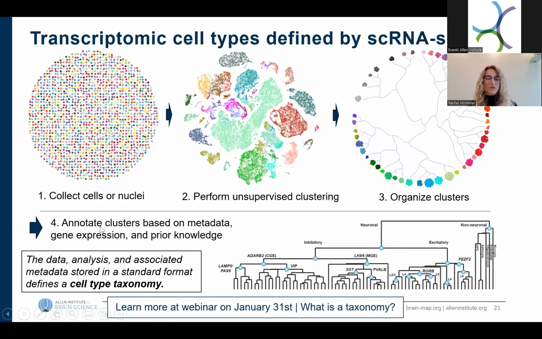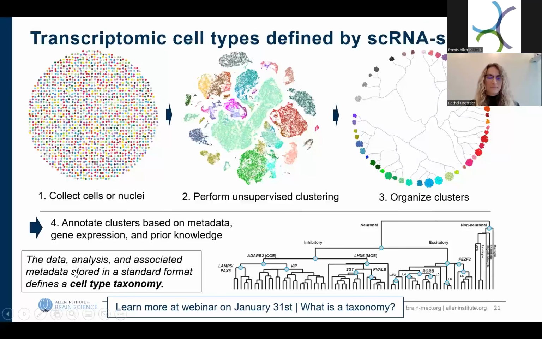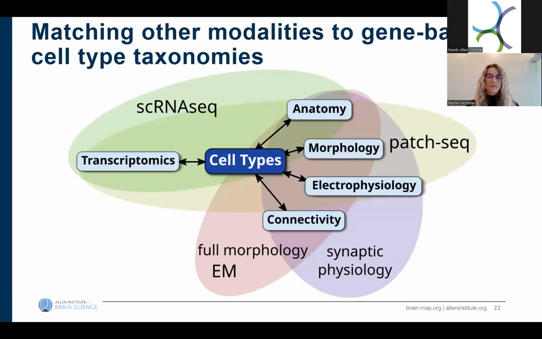And by doing all this clustering and organization and annotating with metadata, then finding a way to store this in a standard format is how we create a cell type taxonomy. And as I mentioned in the previous slides, we can then compare our taxonomy and our transcriptomics-based cells to previous data and other experiments based on anatomy, morphology, electrophysiology, and connectivity, because these modalities are very important and give us greater insight into what these cells are doing and how they function in the brain.